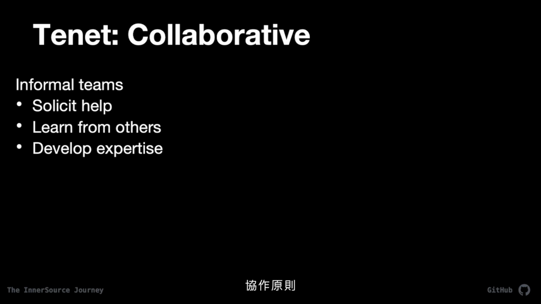The tenet of being collaborative. Within our organizations, I think about this in the context of informal teams. We have structured teams, but I think it's also important to have informal teams. And these teams are important because they can work together to solicit help, learn from others, and they can develop expertise. And let's look at an example of how this might flow out.